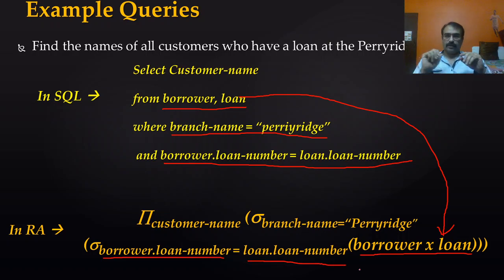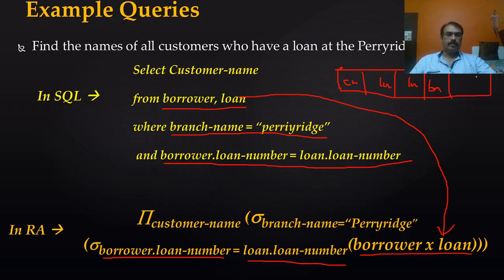Now listen carefully. In Cartesian product, we are going to get a huge table. What will be the columns of it? It will take two columns from borrower, that is customer name and loan number. Am I right? And three columns from loan, that will be loan number, branch name and amount. Am I right? Now the first loan number is borrower dot loan number. The second loan number is loan dot loan number.